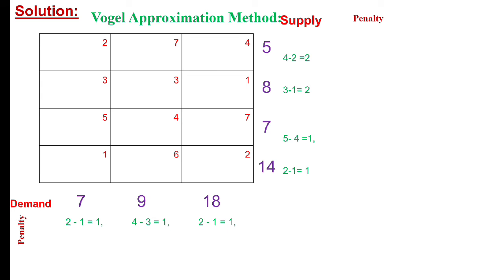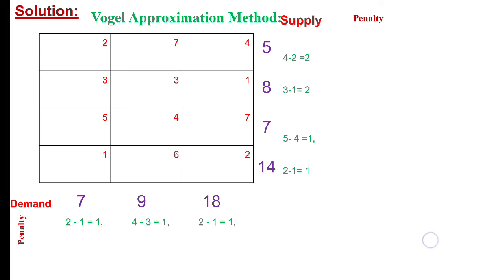Here the row wise penalties are 2, 2, 1, 1. Column wise penalties are 1, 1, 1. So we need to consider the maximum only. In that maximum there are two values, one is 2, another one also 2. How do we break the tie between the first row and second row? Which is minimum? The first row is the minimum. So we need to consider the first row. The first row needs to be given preference.